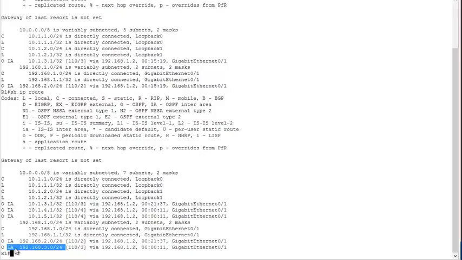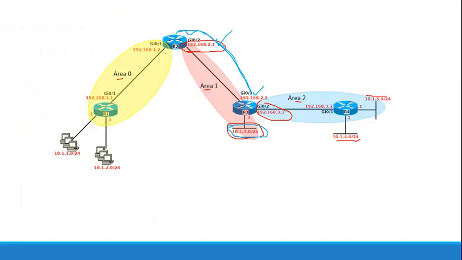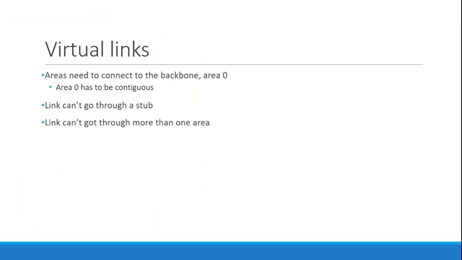Literally, that was it. The biggest thing is to remember our rules. First, we always have to connect back to the backbone, and the backbone has to be contiguous. If for some reason we can't connect back to the backbone or the backbone is discontiguous, then we can configure a virtual link. We can configure multiple virtual links, but each virtual link can only go through one area. So if you have to go through more than one area, you'll configure more than one virtual link. And your virtual link can't go through a stub area. And that is it.